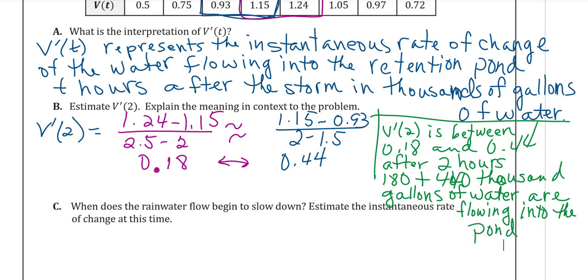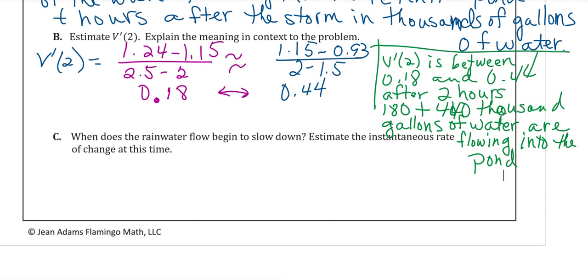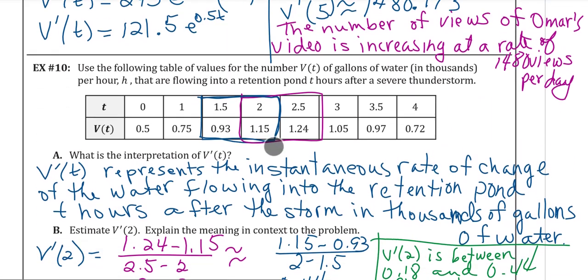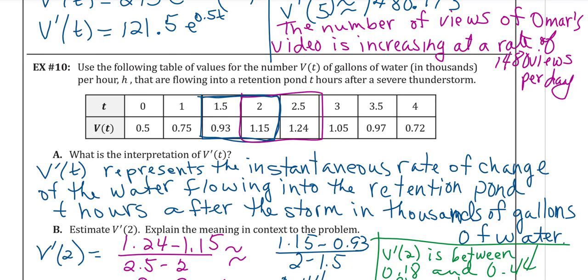Okay, and then the last part, part C, says, when does the rainwater flow begin to slow down? Estimate the instantaneous rate of change at this time. Okay, so what we're going to see if we look at our table again is, let me erase the stuff I have on there. We see that the flow rate is going up here, and then right here is where it starts to slow down, between 2.5 and 3 hours.